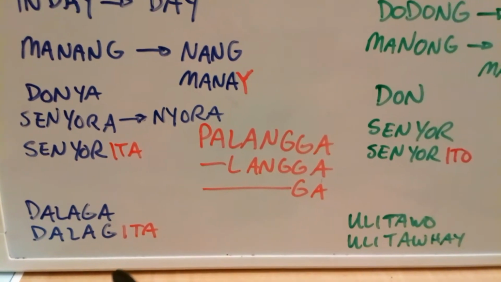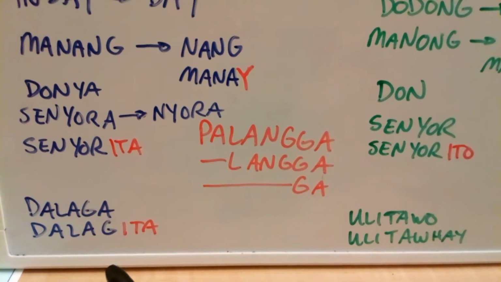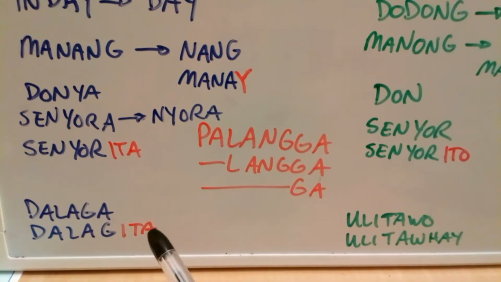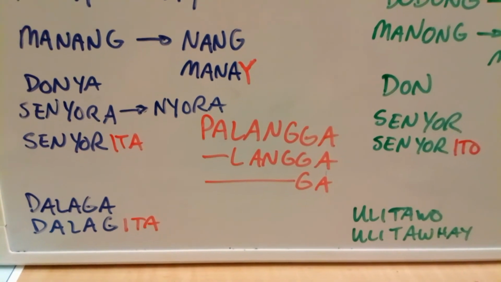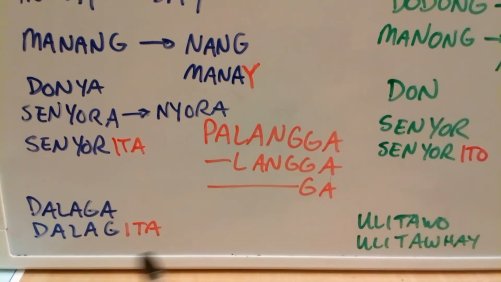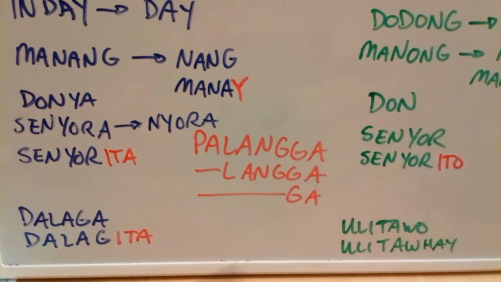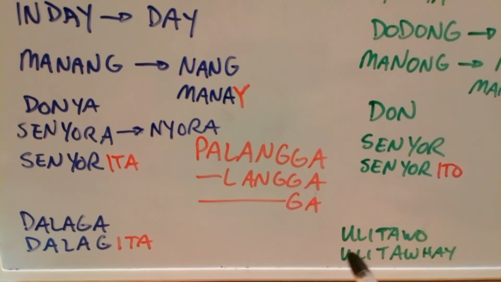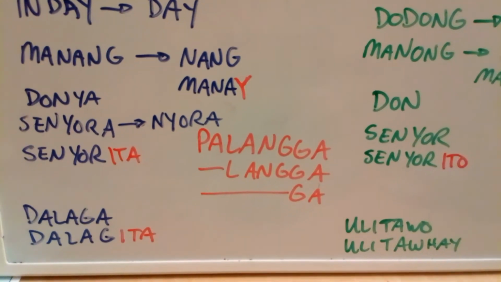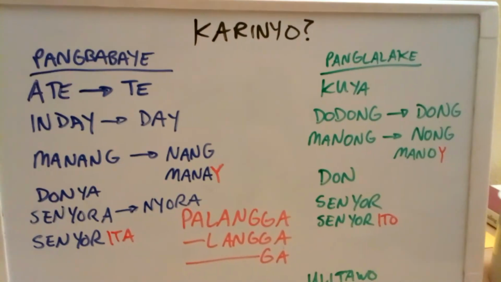Dalagita is the diminutive form, made by adding ita, and ulitawhai is the same except it's masculine. I don't think it's a diminutive though. Ulitawhai is the masculine form of dalagita. And yes, I'm reaching my time limit, but hopefully this explains a lot.